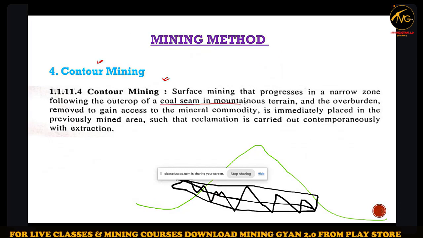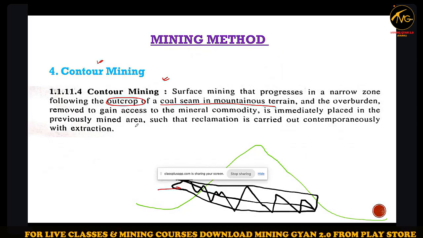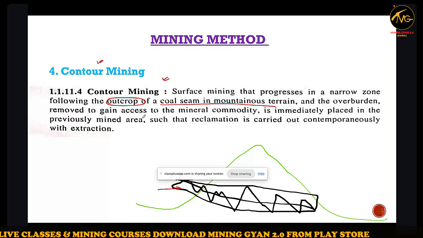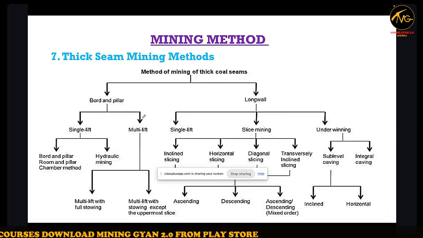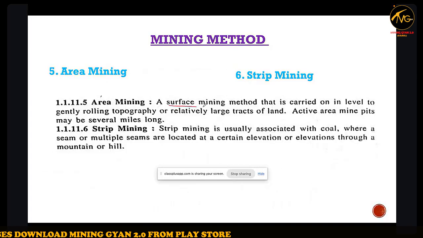The coal seam is in the mountain terrain, an outcrop of the seam. Then we use contour mining. They have already written about this. In DJ Deshmukh or in any of your classes, you can read about it more. Area mining and strip mining, they have not discussed too much. The important thing is that area mining is surface mining, or strip mining, usually associated with coal.